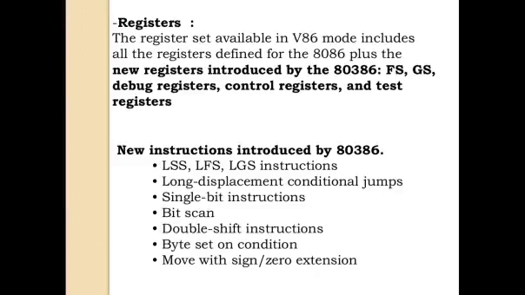Single bit instructions, so instructions which work on a single bit, such as test bit. Bits can be read from the values of particular memory. It can be read in the forward or backward direction. Then double shift instruction, that is shift twice. Then set byte on condition. When some condition is satisfied, it may set some byte value. Another new instruction introduced is move with sign or zero extension. It can move the content with the specified sign, that is the original sign can be extended, or it can be copied as it is.